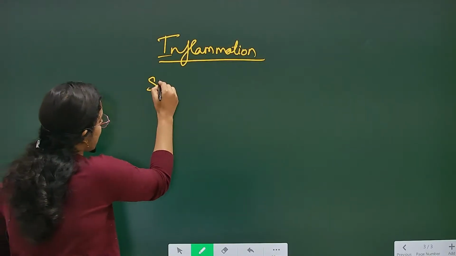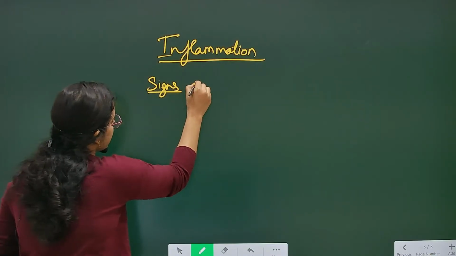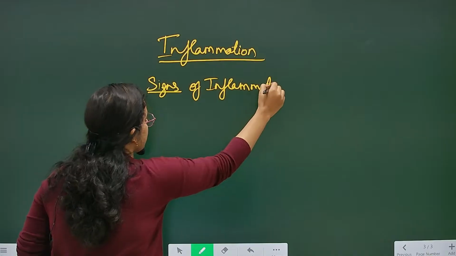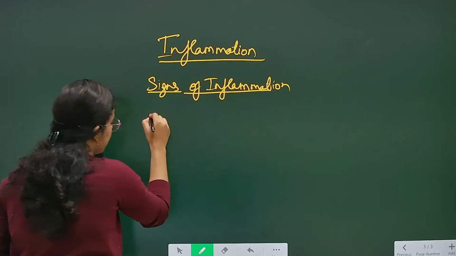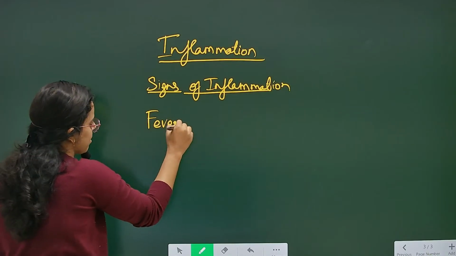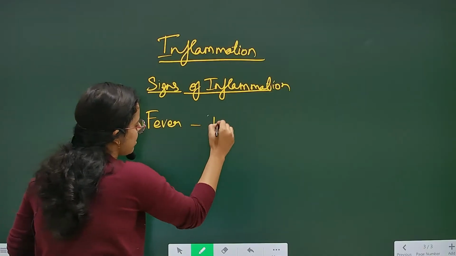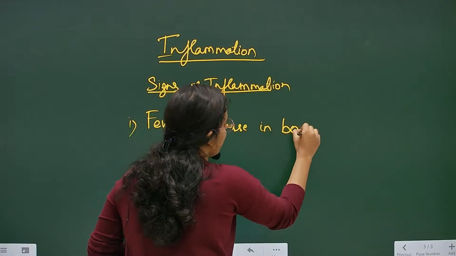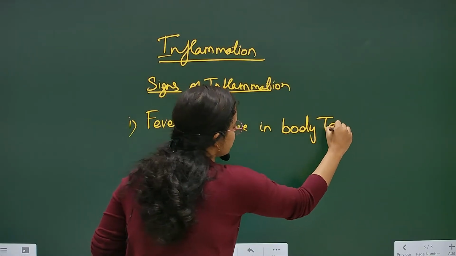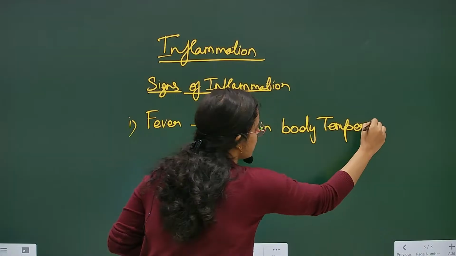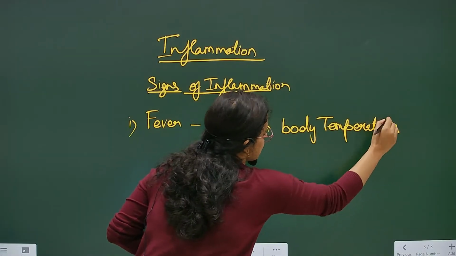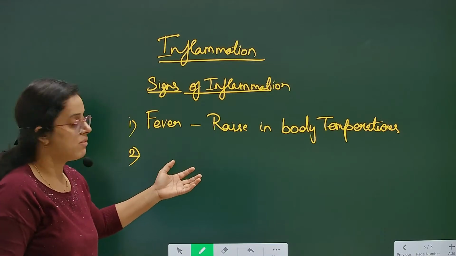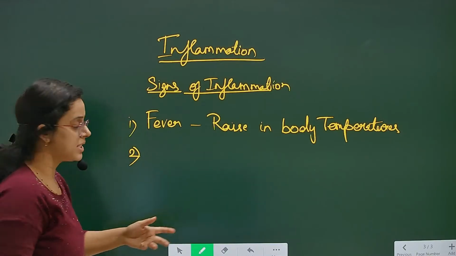Here, what are the signs of inflammation? You have to remember these signs every time. Okay, the very first sign is fever, raise in temperature. Fever, which means raise in body temperature. You can measure the body temperature through thermometers that you must have learnt in your smaller classes, right? When you are in 7th or 8th, you must have learned that fever can be measured by thermometer, right?